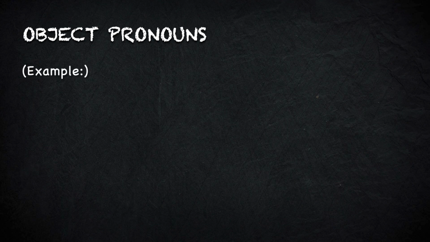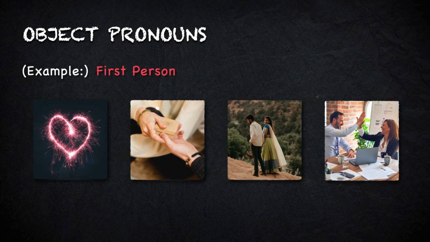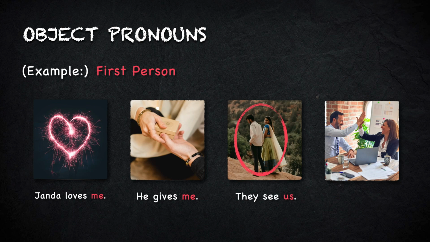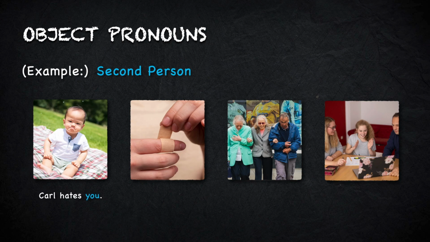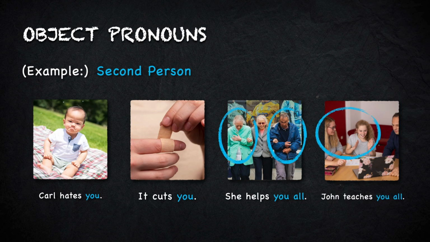Now to our examples. In the first person form, we can say, Janda loves me and he gives me for the first person singular. Then they see us and the boss trusts us for the first person plural form. For the second person form, we can say, Carl hates you and it cuts you for the second person singular. Then she helps you all and John teaches you all for the second person plural form.